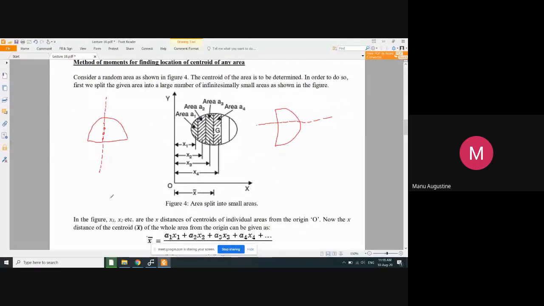So it was again learnt by us that for a semicircle, on the centroidal axis or the axis of symmetry, the centroid lies at a height of 4r by 3 pi. And what is r here? r is the radius of the circle or your semicircle.